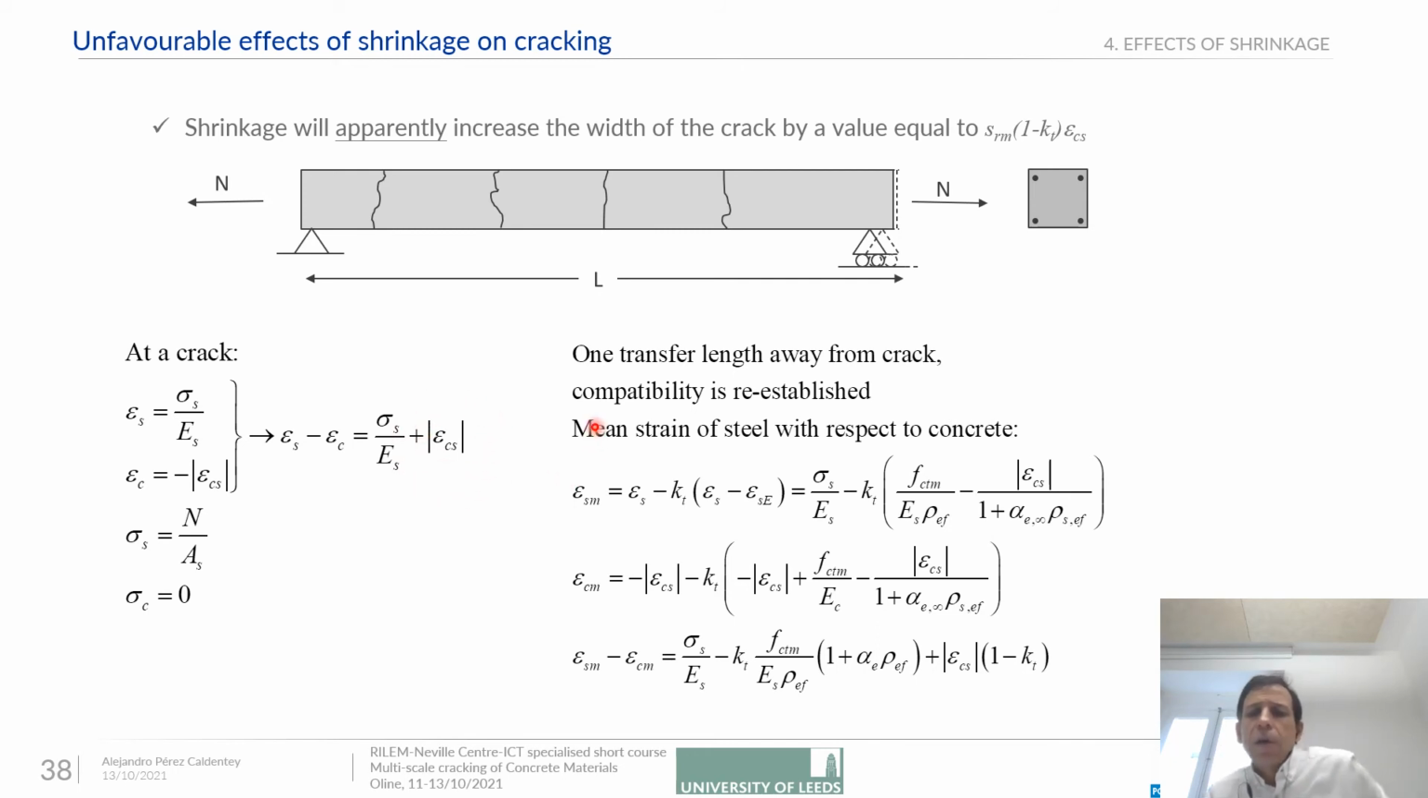If we look at what happens between cracks and we make a mean value, in the end, what we obtain is that to the classical formulation, we would have to add the shrinkage strains times 1 minus the tension stiffening factor. So according to this, there would be an effect of shrinkage.